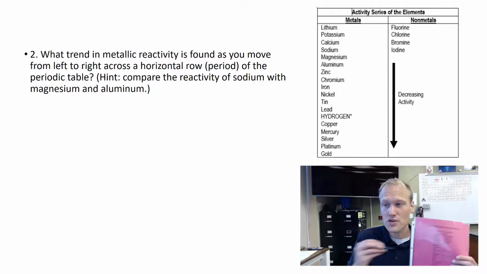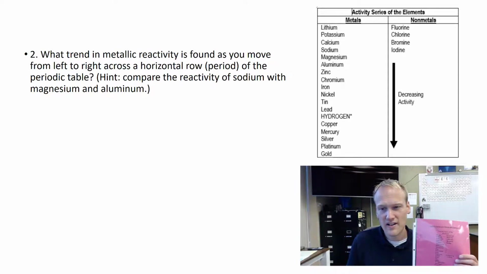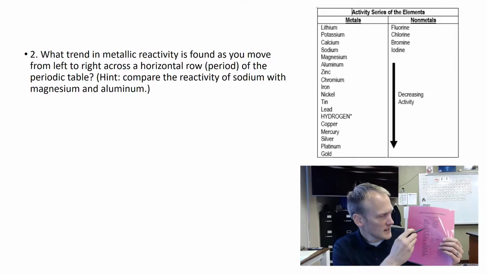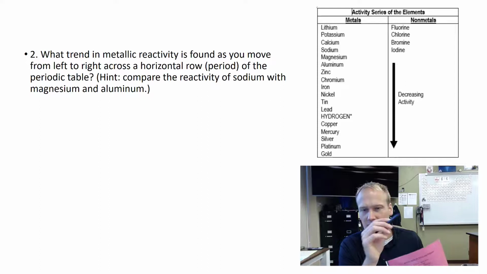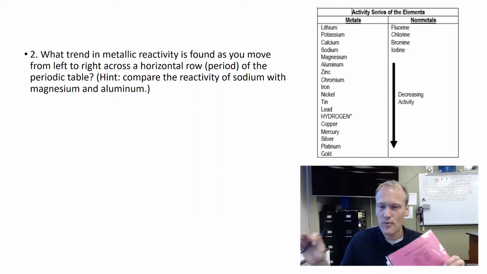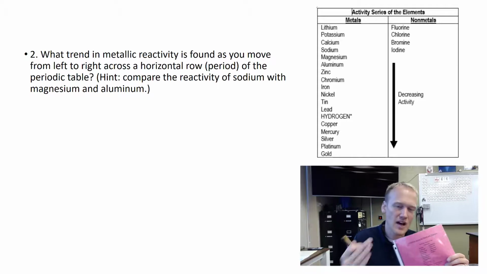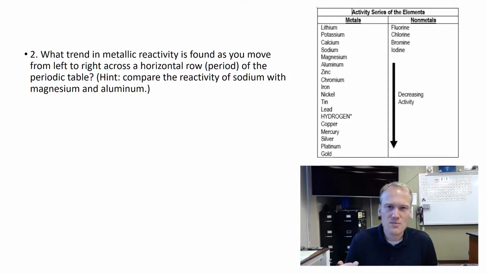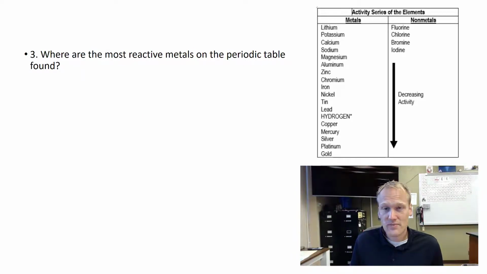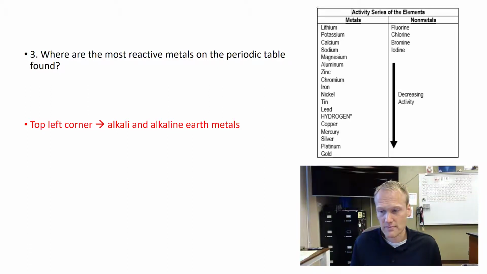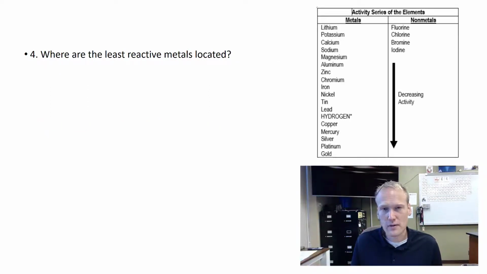Question 2 asks, what trend do we see as we move to the right on a periodic table? And then it tells us to compare sodium, magnesium, and aluminum. Well, sodium is more reactive than magnesium, which is more reactive than aluminum. They're all in the same period on the periodic table, so as we move right, things are becoming less reactive. We've kind of already stated this. Things on the left tend to be more reactive than as you move toward the middle. So metal reactivity goes down as you move from left to right. And then to answer this question, where are the most reactive metals? They're in the top left corner. Lithium, calcium, potassium, sodium. And then the least reactive metals would be closer to the metalloid line in the transition metals.